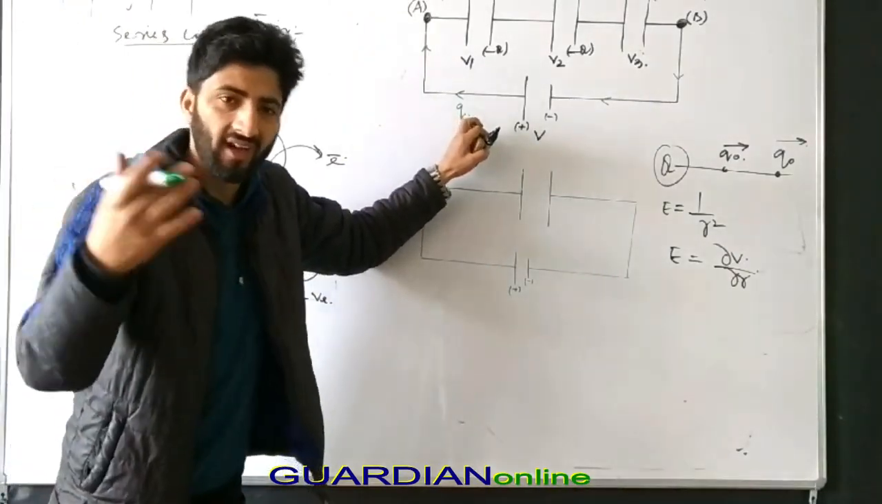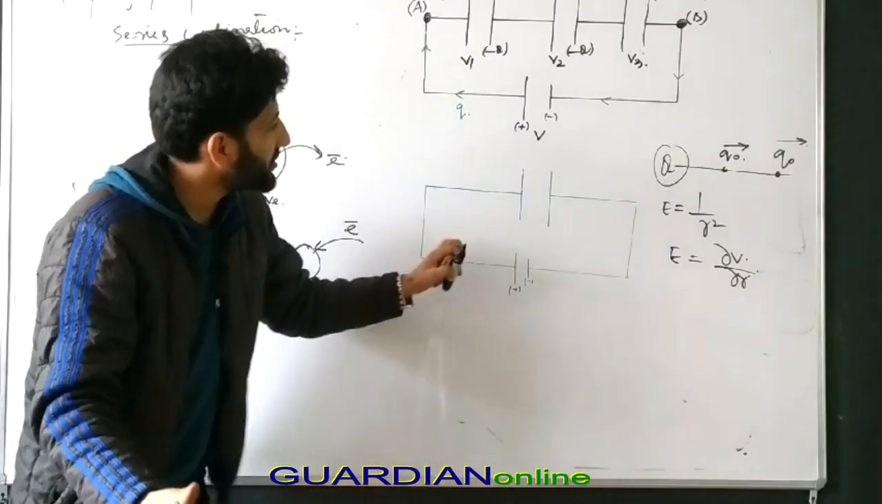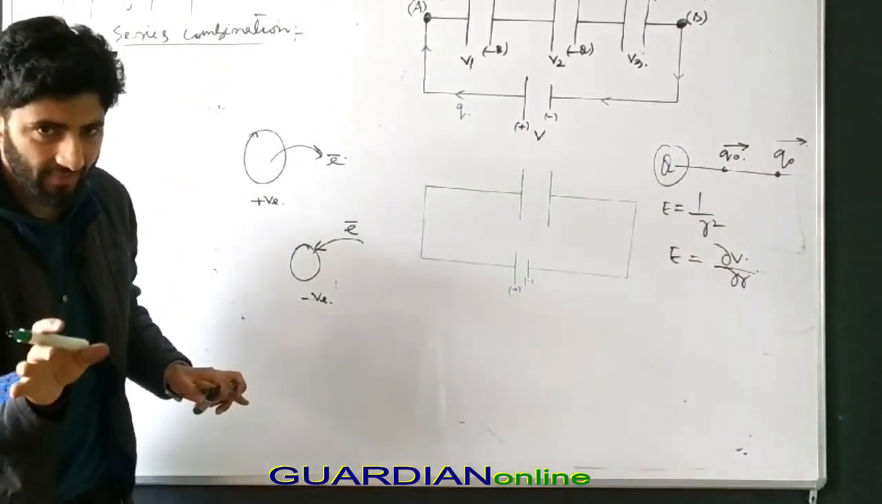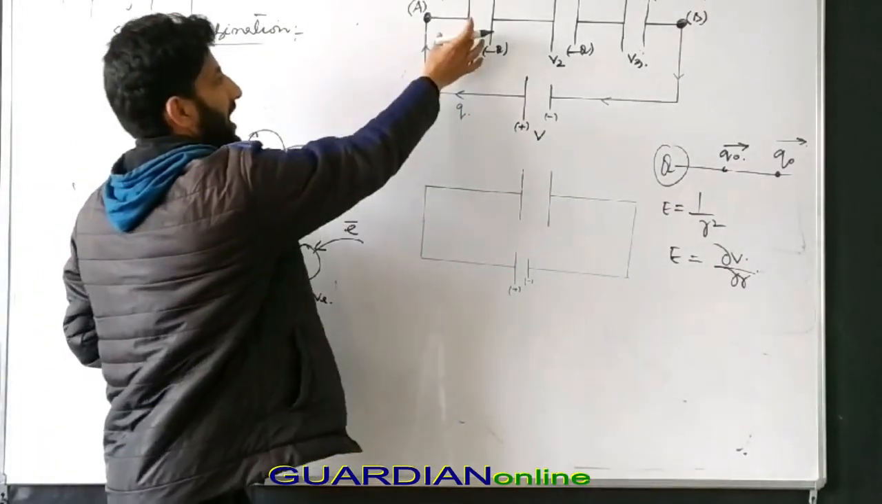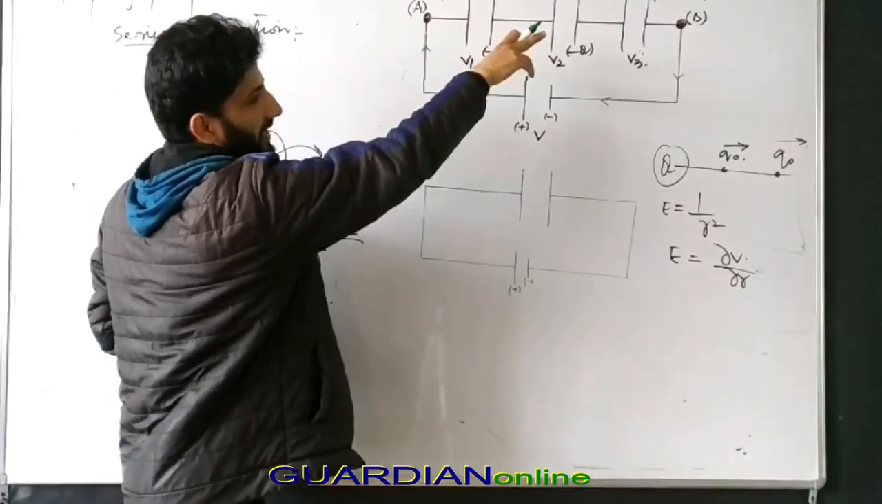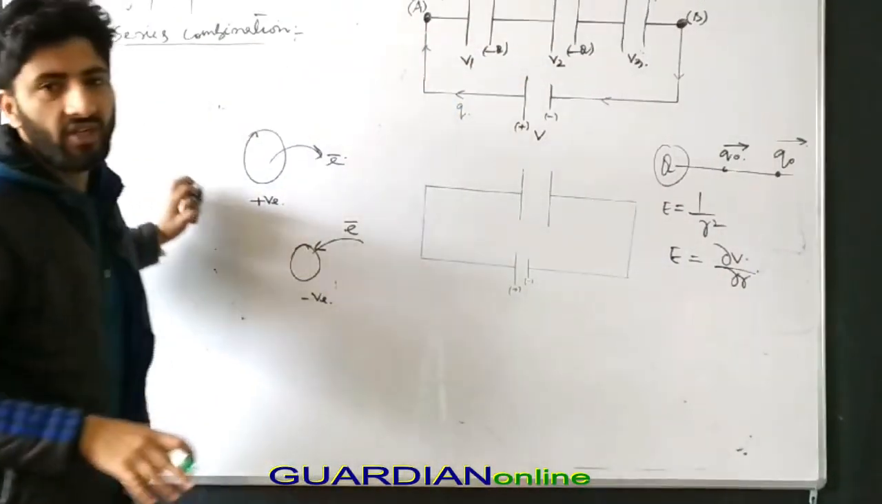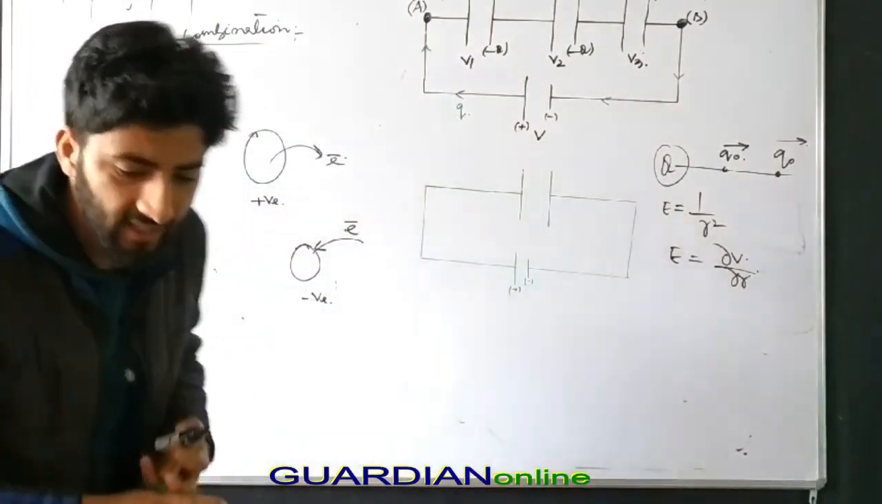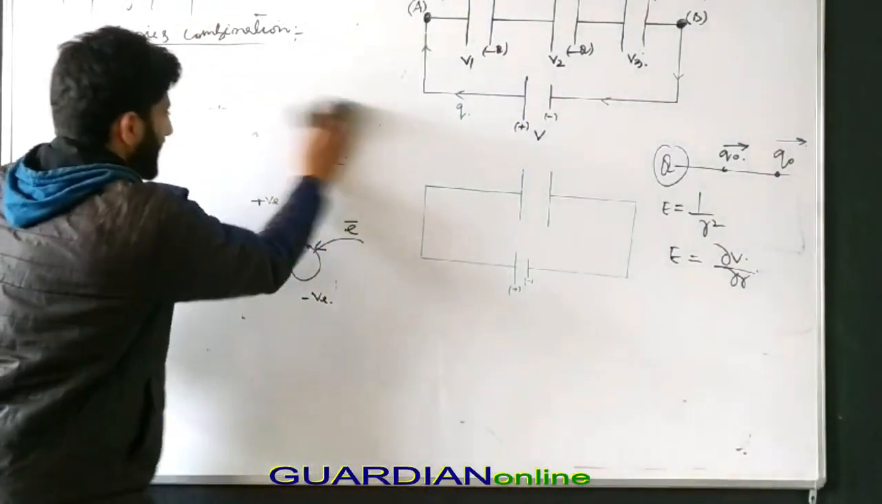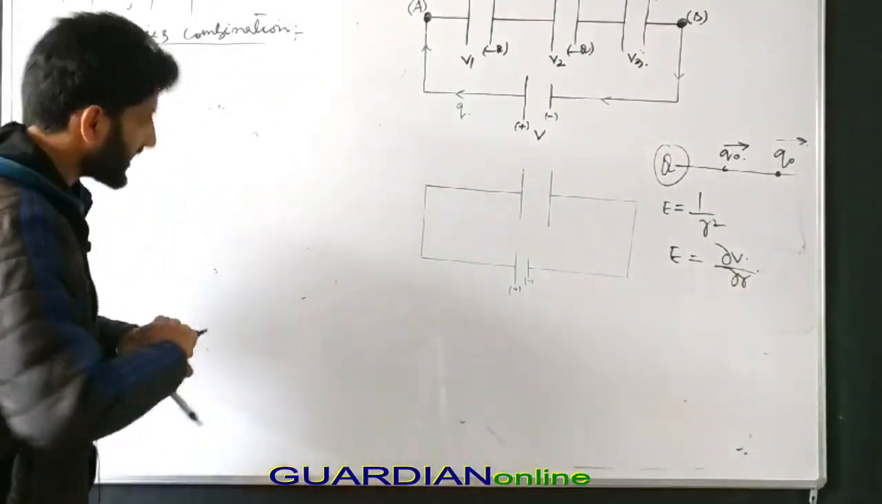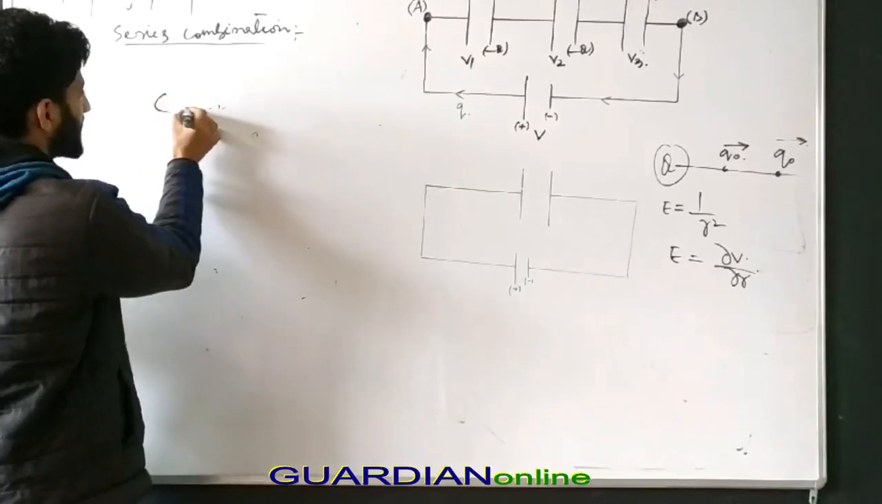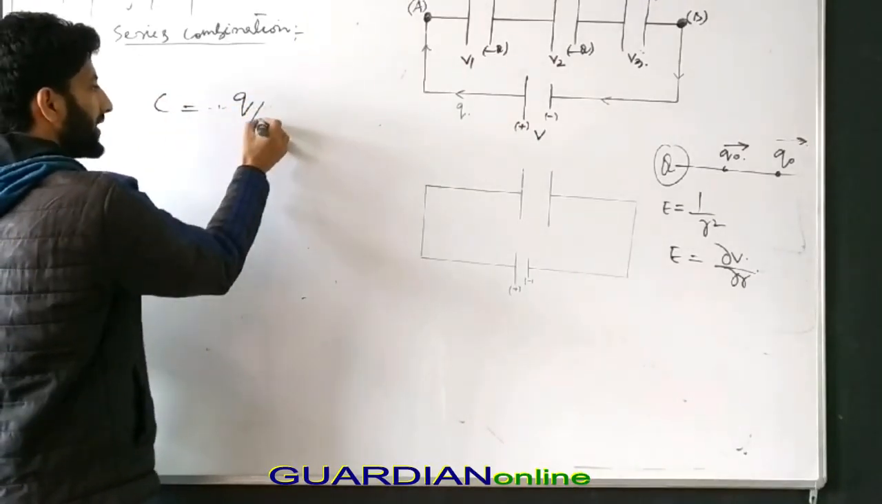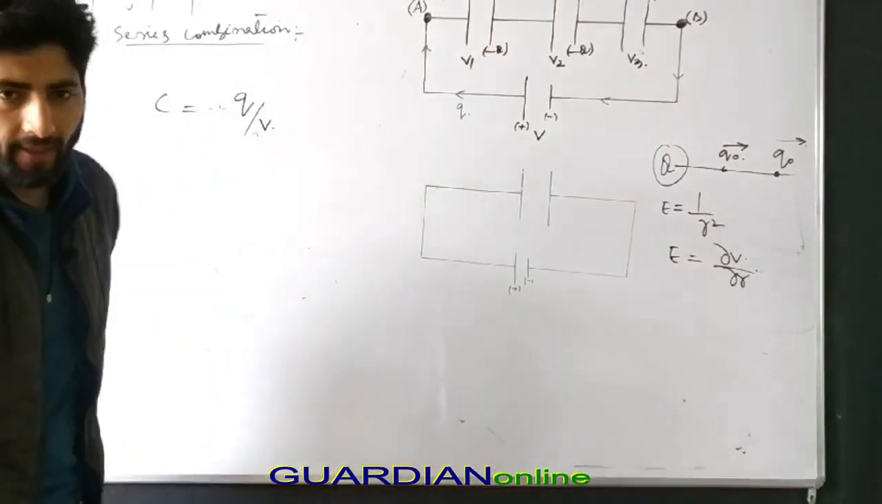When you do this, you make a simple charging of the capacitor: one plate gets positive Q and the other gets negative Q, with an induced charge inside. Now, the very basic relationship, as I said, is that capacitance is Q divided by V.